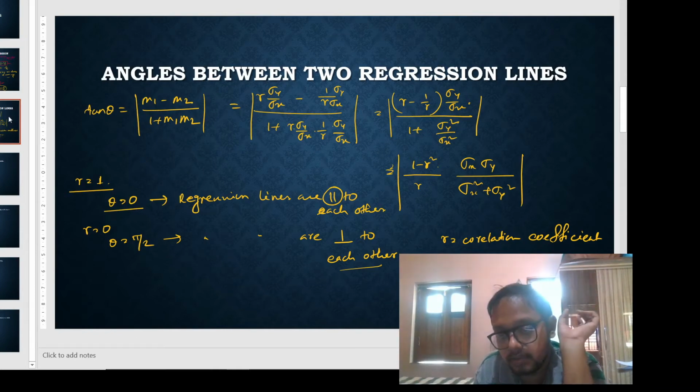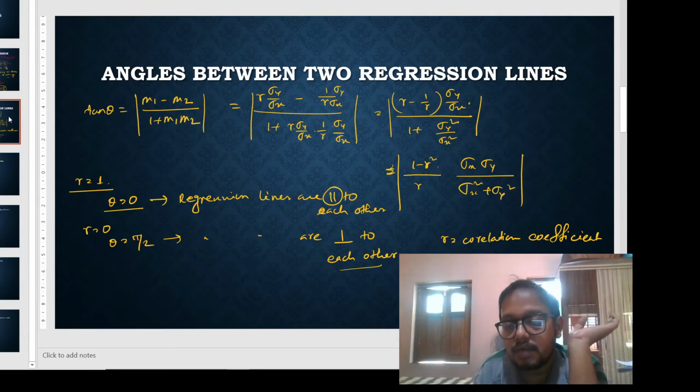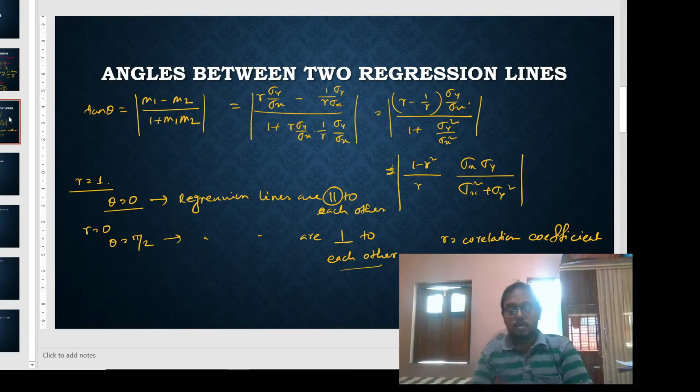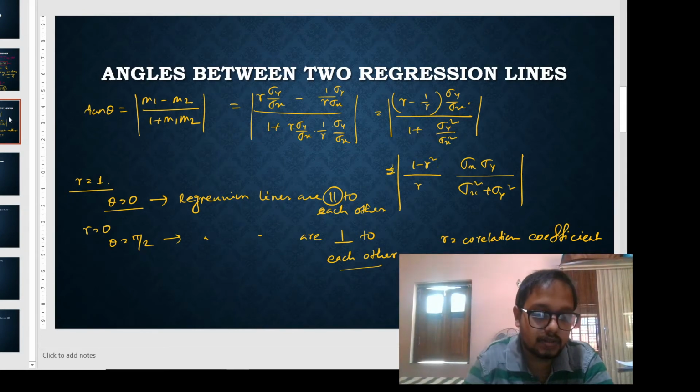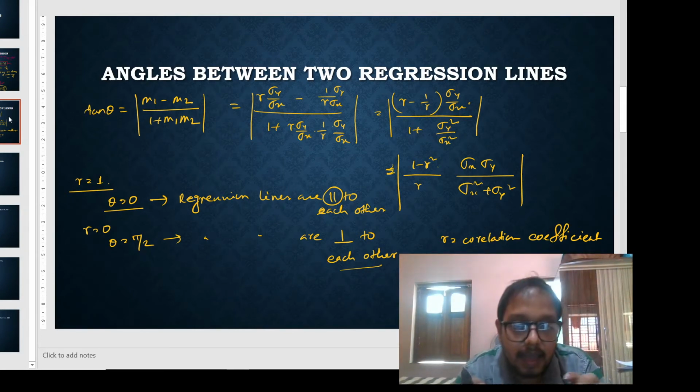So this is the formula for how we can find tan theta, the tangent of the angle between the two regression lines: 1 minus r square divided by r, into sigma x sigma y by sigma x square plus sigma y square. So now here we get the angle between these two lines. Now if we want to solve some problems regarding the angle between two regression lines, let's see how we can find it with some examples.